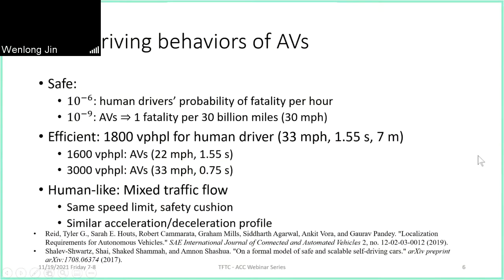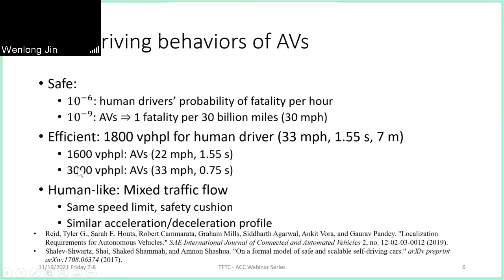So definitely for ideal driving behaviors of autonomous vehicles, there have been some discussions that we want to be at least several magnitudes safer than human-driven vehicles. There have been some data on that. For example, for human-driven vehicles, the probability of fatality per hour is 10 to the negative 6, and if we want to improve it to 1 over 1 billion, then if we assume a driving speed of about 30 miles per hour, that is about 1 fatality per 30 billion miles.